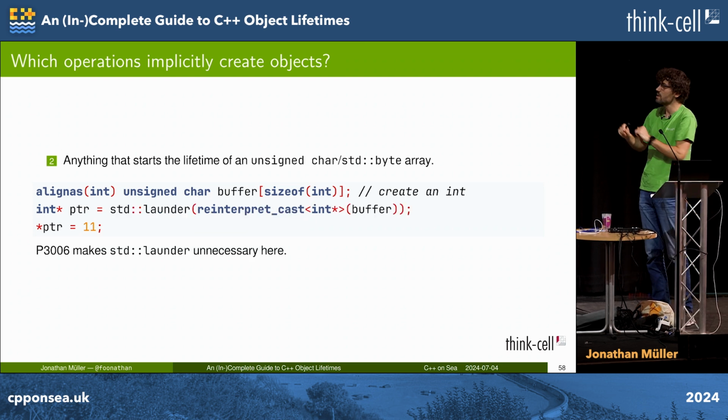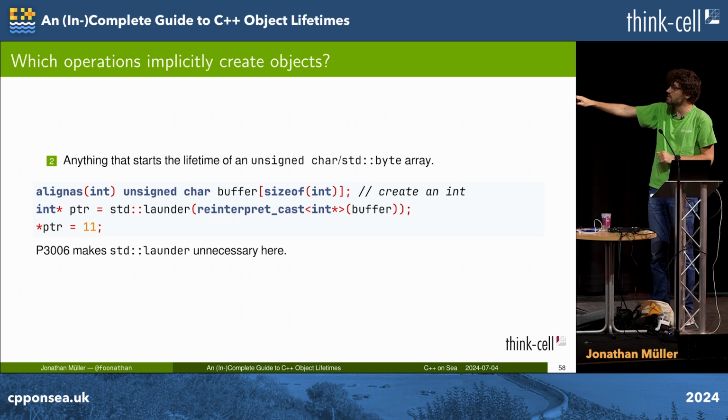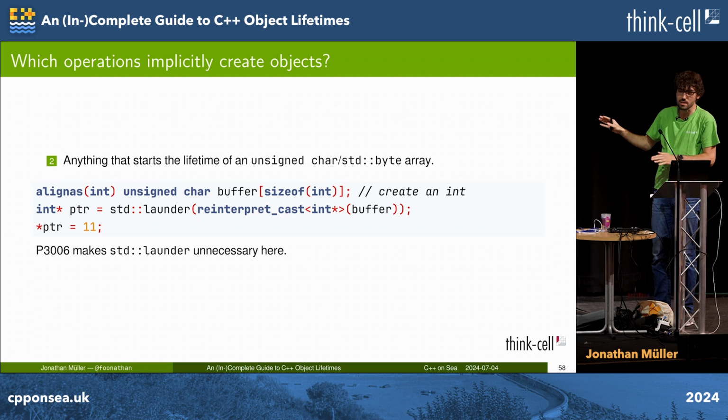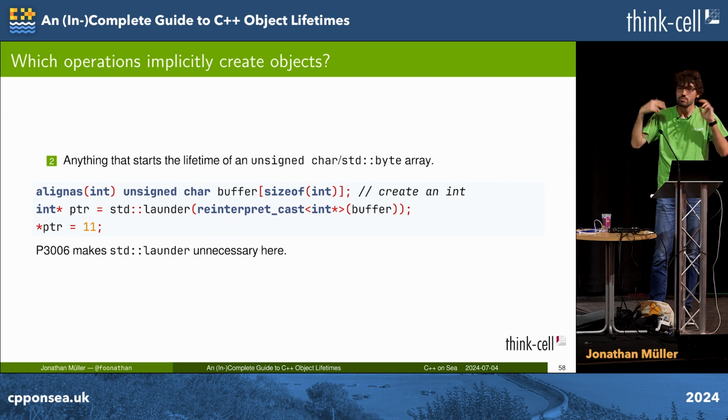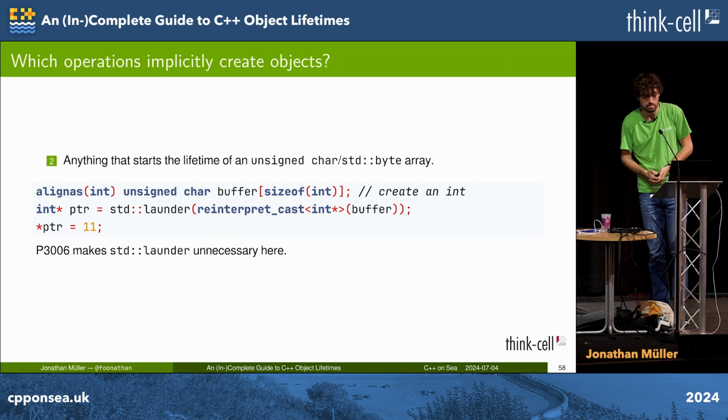Please pretend this launder isn't there. There's a proposal in flight that makes this unnecessary. There's just some wording missing in some other place. But I don't want to put invalid code on the slide, so I need to write this launder for now. Eventually, the launder disappears and it just works as intended. It's really just a bug in the standard, some wording is missing. So when we have an unsigned char buffer and we reinterpret cast it, in a future version of C++ we can just use it directly as the object because we implicitly create objects in there.